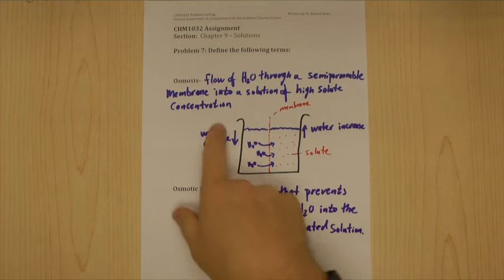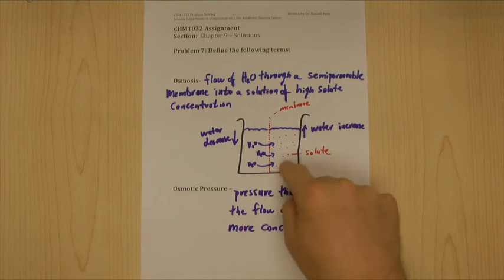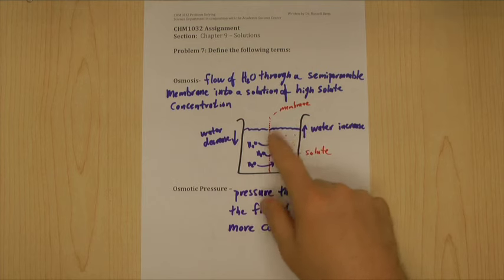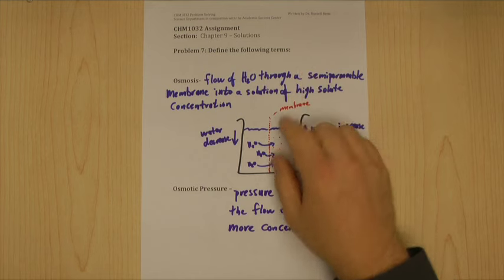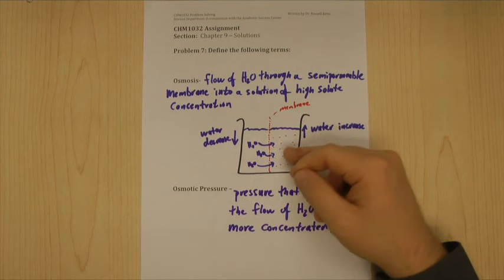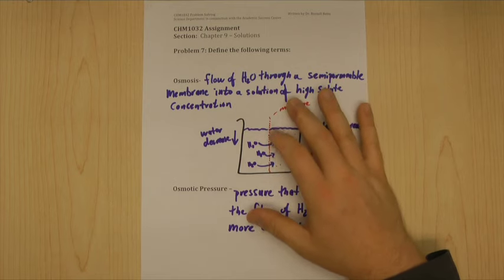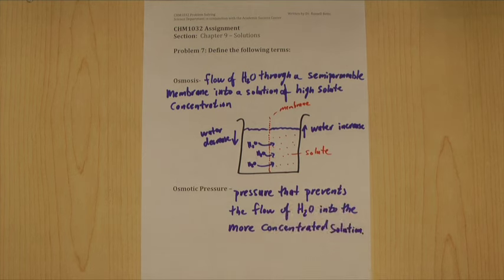Okay, so water wants to flow across this membrane to dilute this side. So the water's being pulled across into the other side of the membrane, and the water volume increases. As that volume increases, the pressure of the water pushing back on the membrane increases to a point the pressure is so great the water can't come across. That's osmotic pressure. Okay? The pressure that prevents the flow of water into the more concentrated solution.